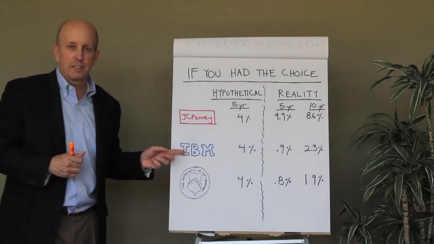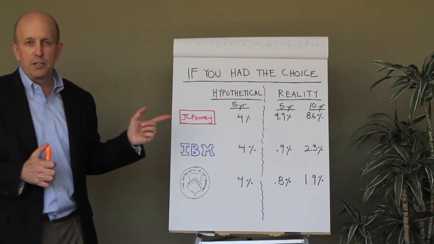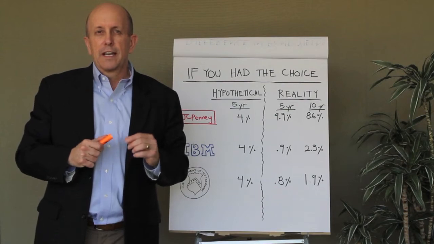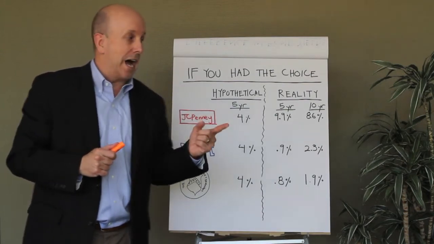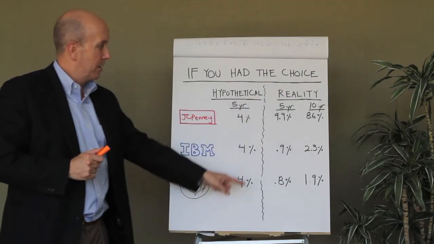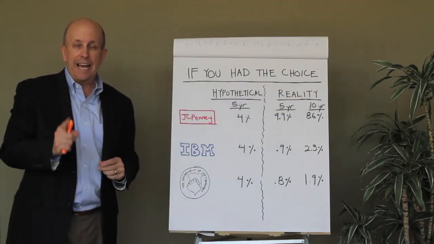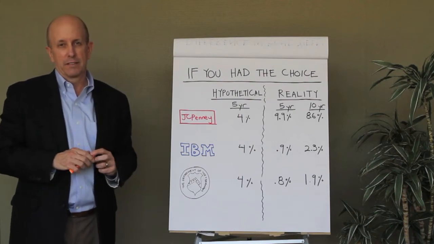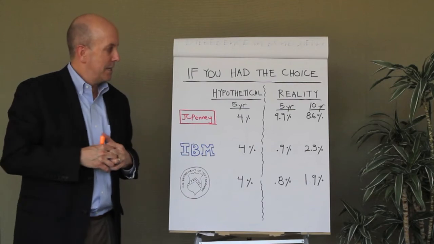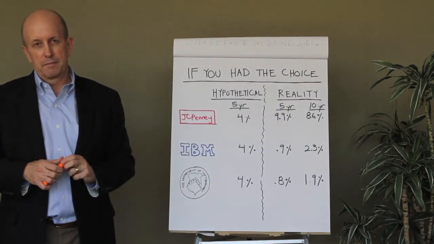IBM would be number 2 because it's a very high quality company. And JCPenney, if you've been reading the news, they don't know what they're doing, but the rate of return they have to promise is very, very high. Here's the reality of what these people pay for a 5-year bond and a 10-year bond. JCPenney has to pay 9.9% in order to borrow money for 5 years. For 10 years, they have to pay 8.6%.